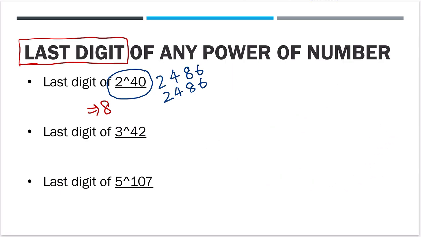Whenever they ask you the last digit of a number with such a power, obviously there is a pattern that is going to repeat. You just have to know the pattern and then find the answer. Okay. Now we are going to make it fast.